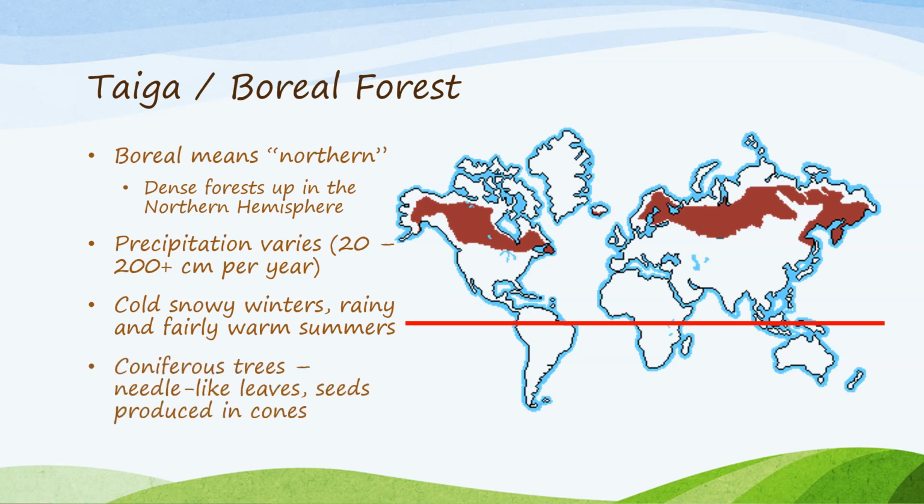So these places typically have what we call coniferous trees. So not deciduous trees, the ones that have leaves that fall off. These are coniferous trees. So these are the ones that have leaves that are kind of like needles, and their seeds are produced in cones rather than in fruits, like we're thinking fruit trees or nuts.